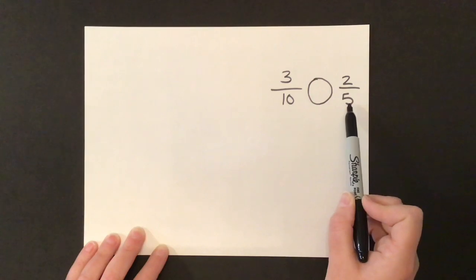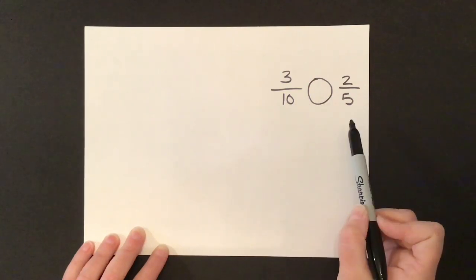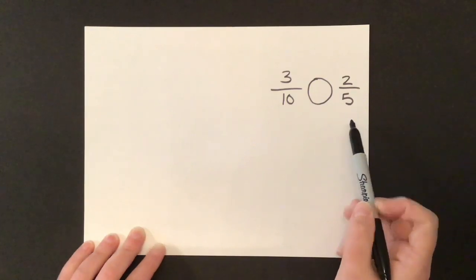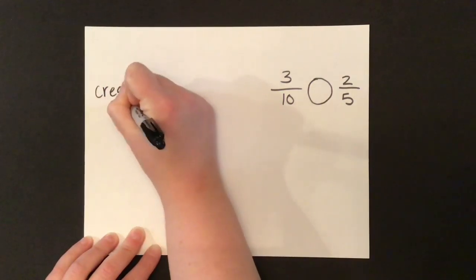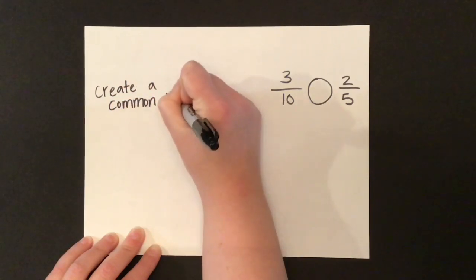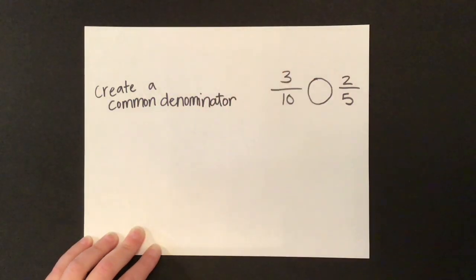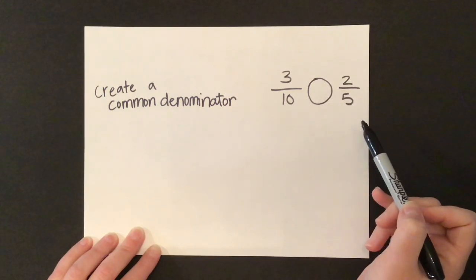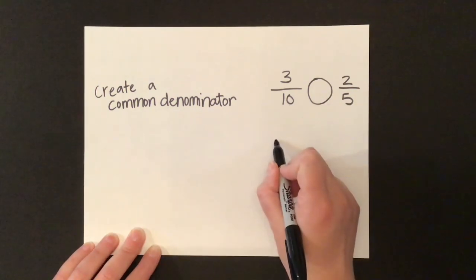And 2/5 is less than half. It's 2 pieces from 0. These are both really close to each other. This is the perfect example of a time when I would want to create a common denominator. So that's the strategy I'll be using. Now, if we look at our denominators, are they related? Do you notice anything with 10 and 5? So I could take 2/5.